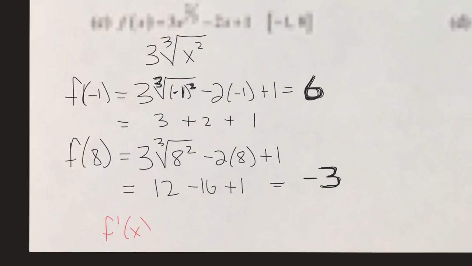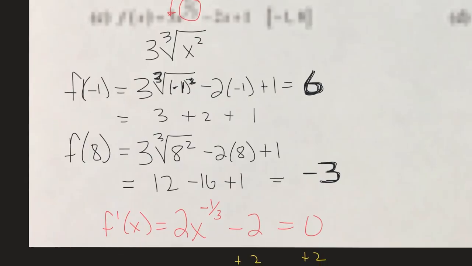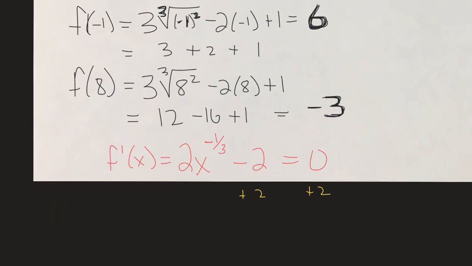So f prime is 2/3 times 3, which is 2. So 2x to the -1/3 minus 2 is my derivative. Okay, 2x to the -1/3 minus 2. And I want to know, when is that equal to 0? Let's add 2 to both sides.